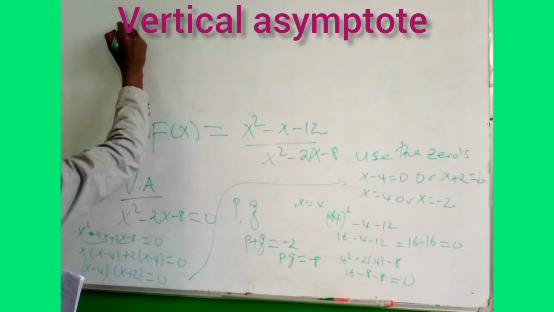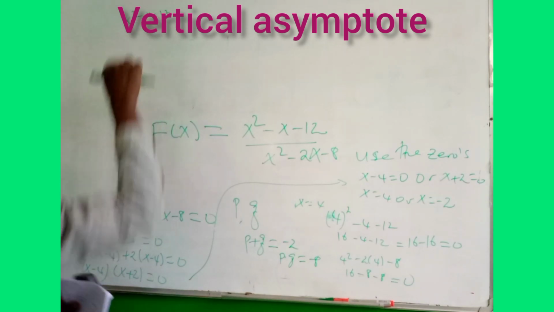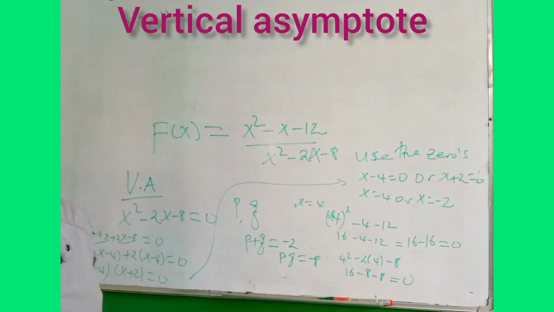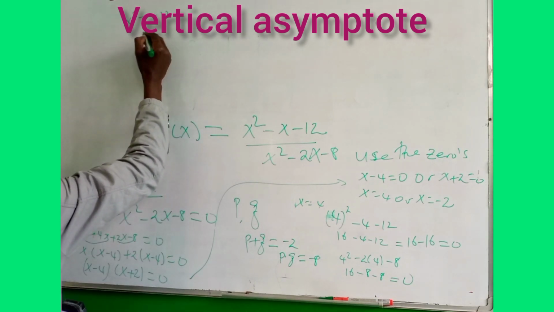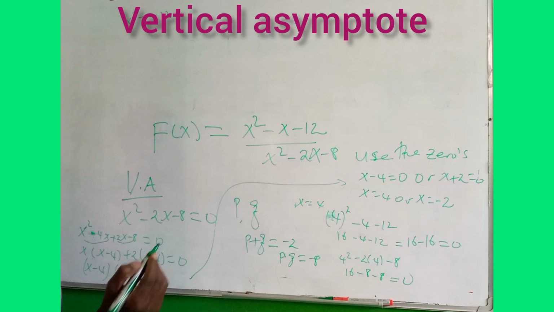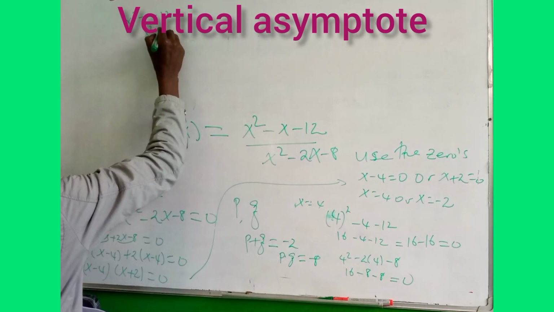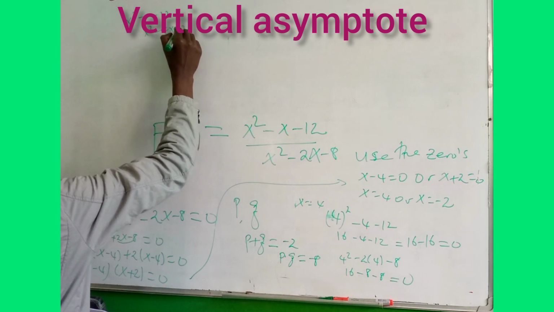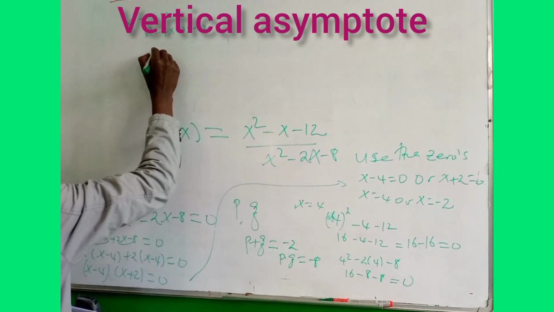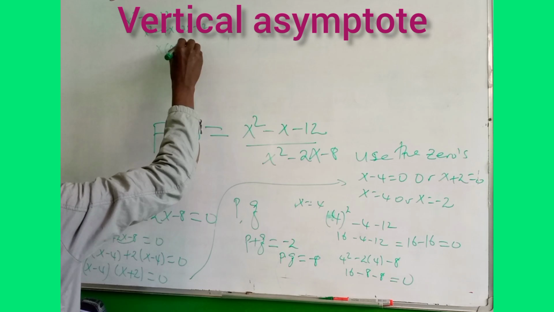Numerator. When we factorize the numerator, it will become x squared minus x minus 12. So find two numbers that when added give minus 1, and when multiplied give minus 12. These two numbers are minus 4 and 3. This is x squared minus 4x plus 3x minus 12. What is common for these two expressions is x, so it becomes x times x minus 4.